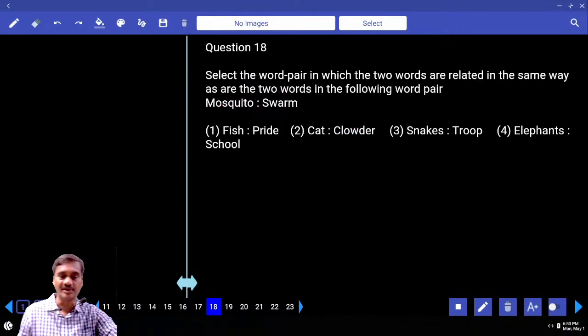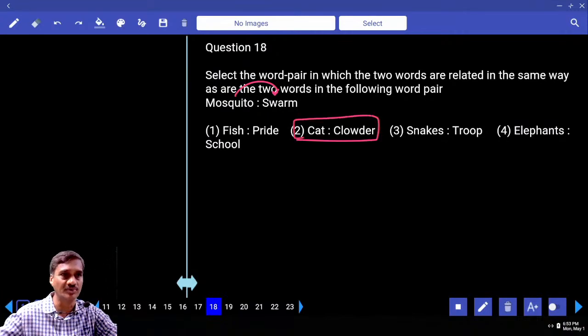17th one, choice 4. 18: mosquito and swarm. A group of mosquitoes flying together is called a swarm. Swarm of mosquitoes. And in the same way, the next one, Japan. What is your answer in this case? And pride. Pride of what? Pride of lions, isn't it? Cats and clouder: a group of cats is called a clouder, isn't it? And snakes, troop, elephants, school. School of fishes, and troop of elephants.